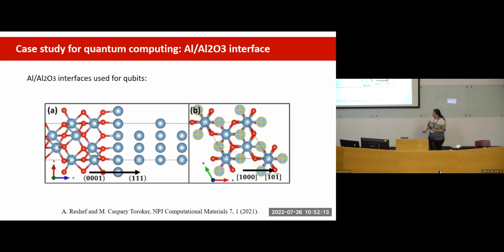I think this is the last application, the alumina interface. So you can see this model, the silver atoms are aluminum atoms, the red atoms are the oxygen atoms. So the left is the oxide, alumina, and the right is aluminum. This is a top view of it, you can see on your right. And this interface is used a lot in the industry for quantum computing.